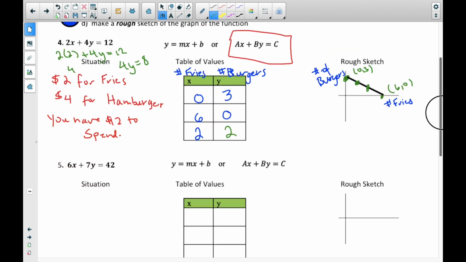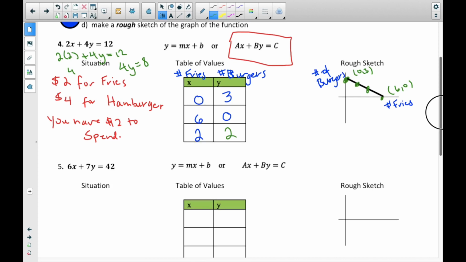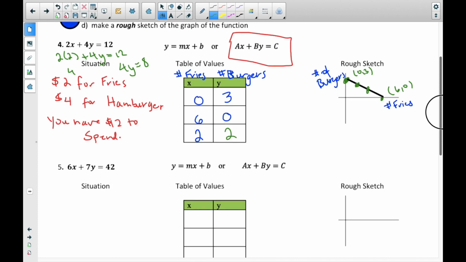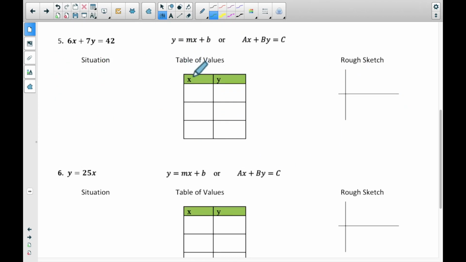Number 5 is really, really similar to number 4. We just did one very similar. We might do that one in class if we need to. Let's skip down to number 6. Number 6 is a little bit confusing, but let's take a look.